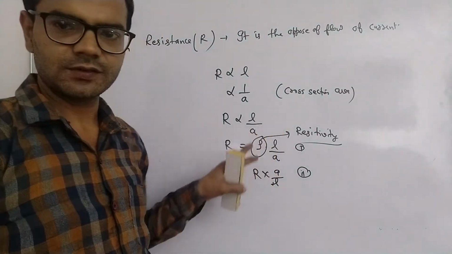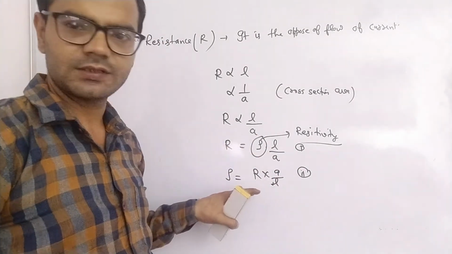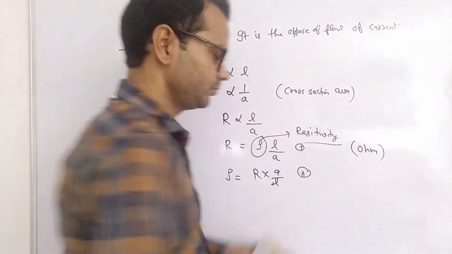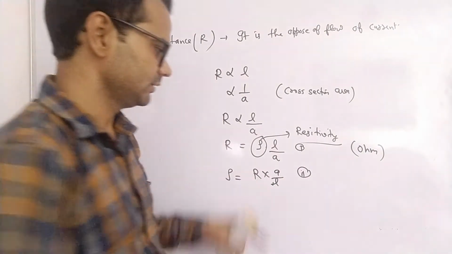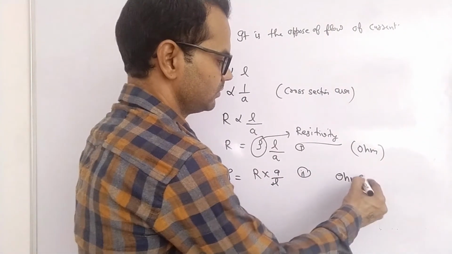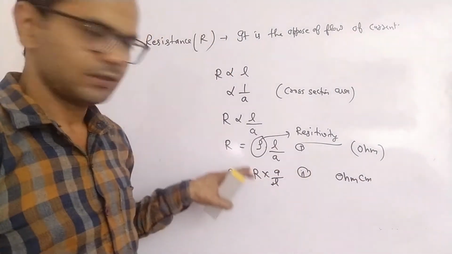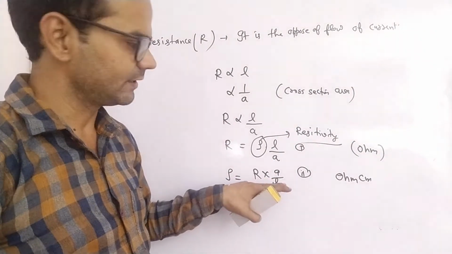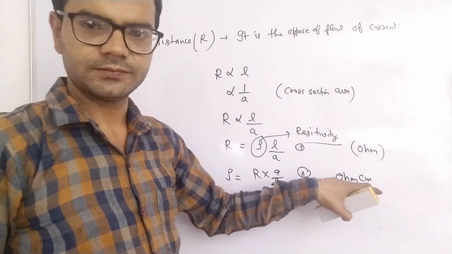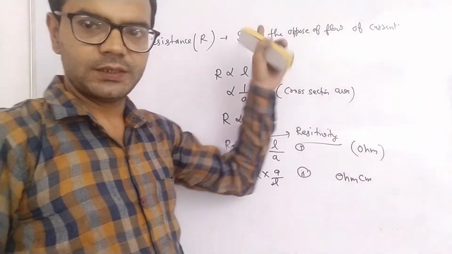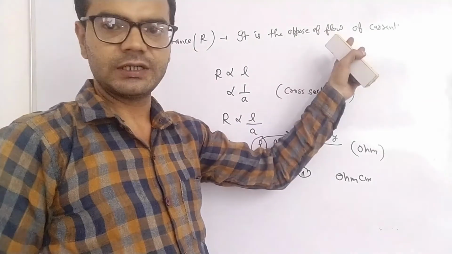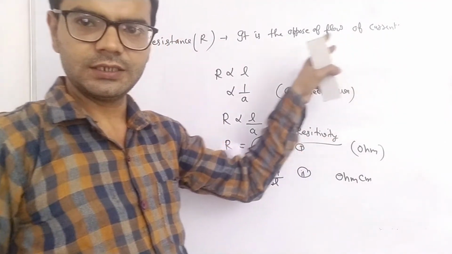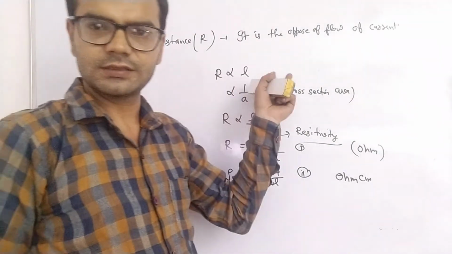So we have the basic two formulas: resistance and resistivity. Unit of resistance is ohm, and unit of resistivity is ohm centimeter: ohm into centimeter square by centimeter, so 1 centimeter will be left, ohm centimeter. Resistivity, again, is the property of material to oppose the flow of current, and resistance itself opposes the flow of current. Next two terms we are going to reverse it.